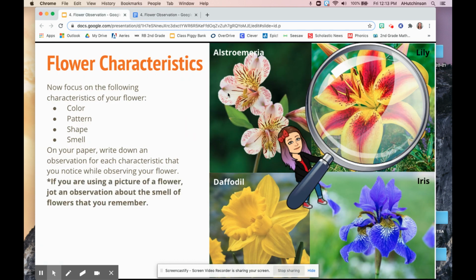For those of you who are using a picture of a flower to do your observation, think about what you already know about the smell of flowers and jot down an observation that you remember, that you know about how flowers smell. You can pause the video, take a real close look at these characteristics, and jot down an observation for color, pattern, shape, and smell. Once you have that filled out, hit play and we'll carry on.